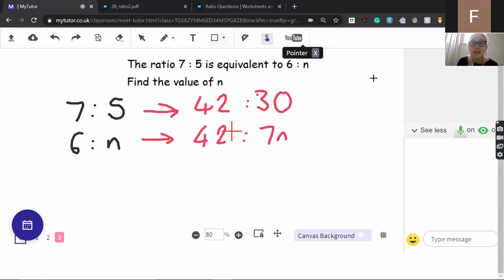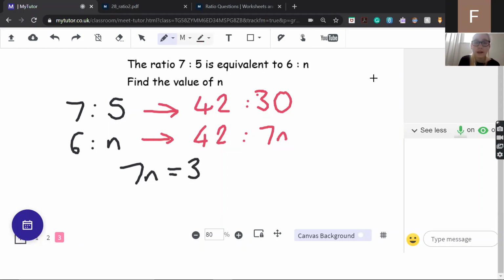And now these are the same, so these have to be the same. So 7n has to be equal to 30. So n is equal to 30 over 7. You don't need it to be simplified any more than that. Yeah, 30 over 7, brilliant. Yeah, it will be a huge decimal because anything over 7 is going to be recurring. So it's a horrible decimal, which is why we like fractions. Cool.